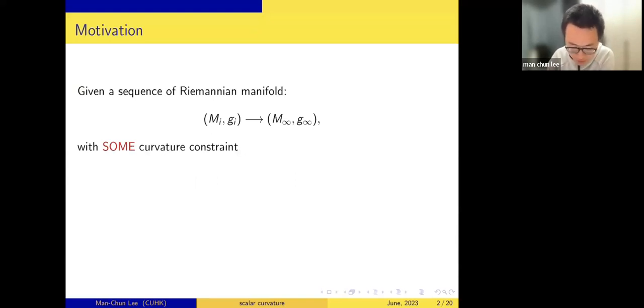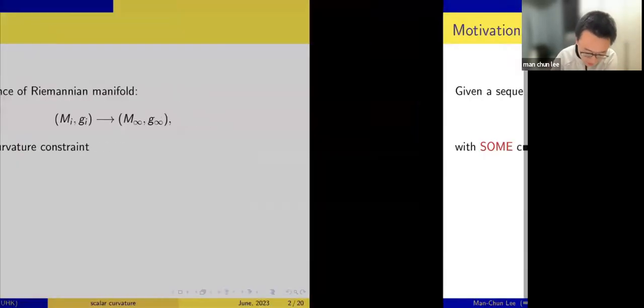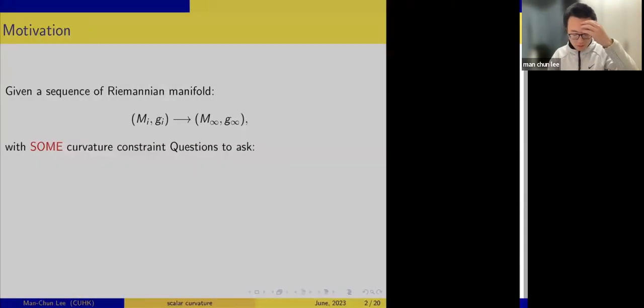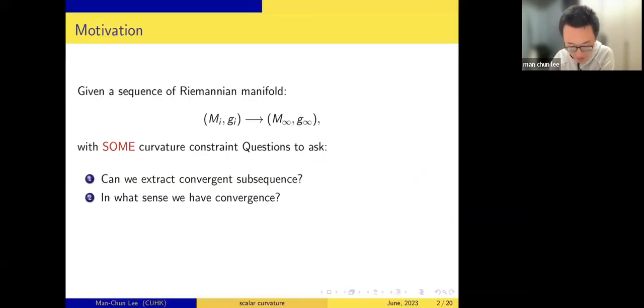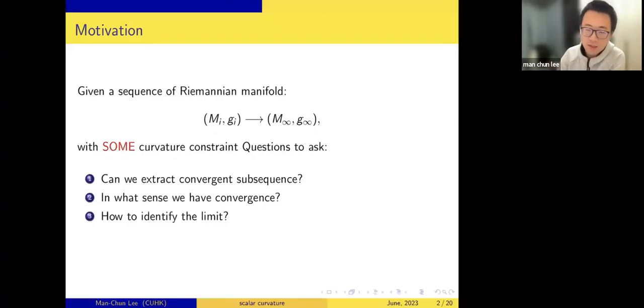The major motivation is to consider a sequence of Riemannian manifolds with a certain kind of curvature constraint, and then we want to ask the general question: first of all, can we extract a convergent sequence? Secondly, what do you mean by convergence of sequence? In what kind of sense can you talk about the convergence? And more importantly, can you identify the limit in whatever sense you try to?